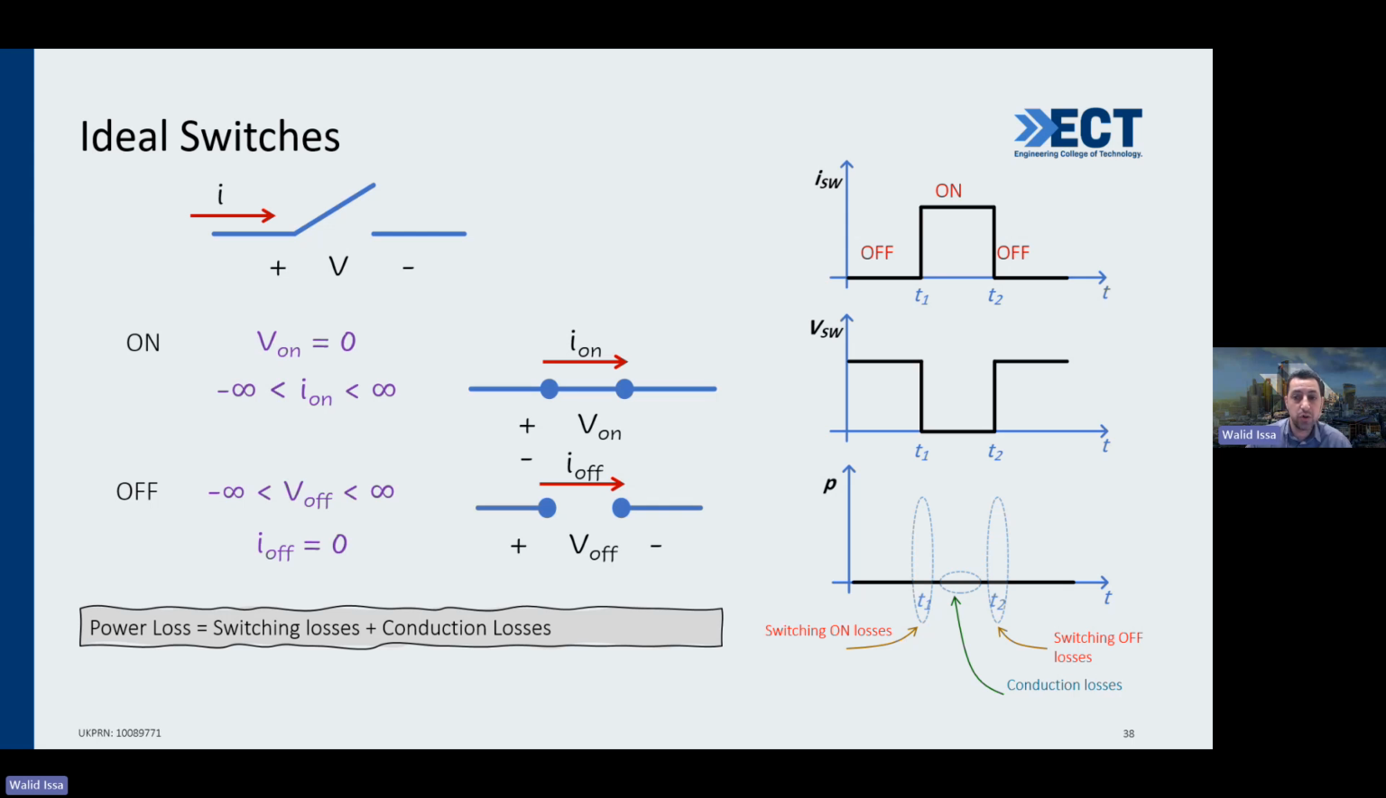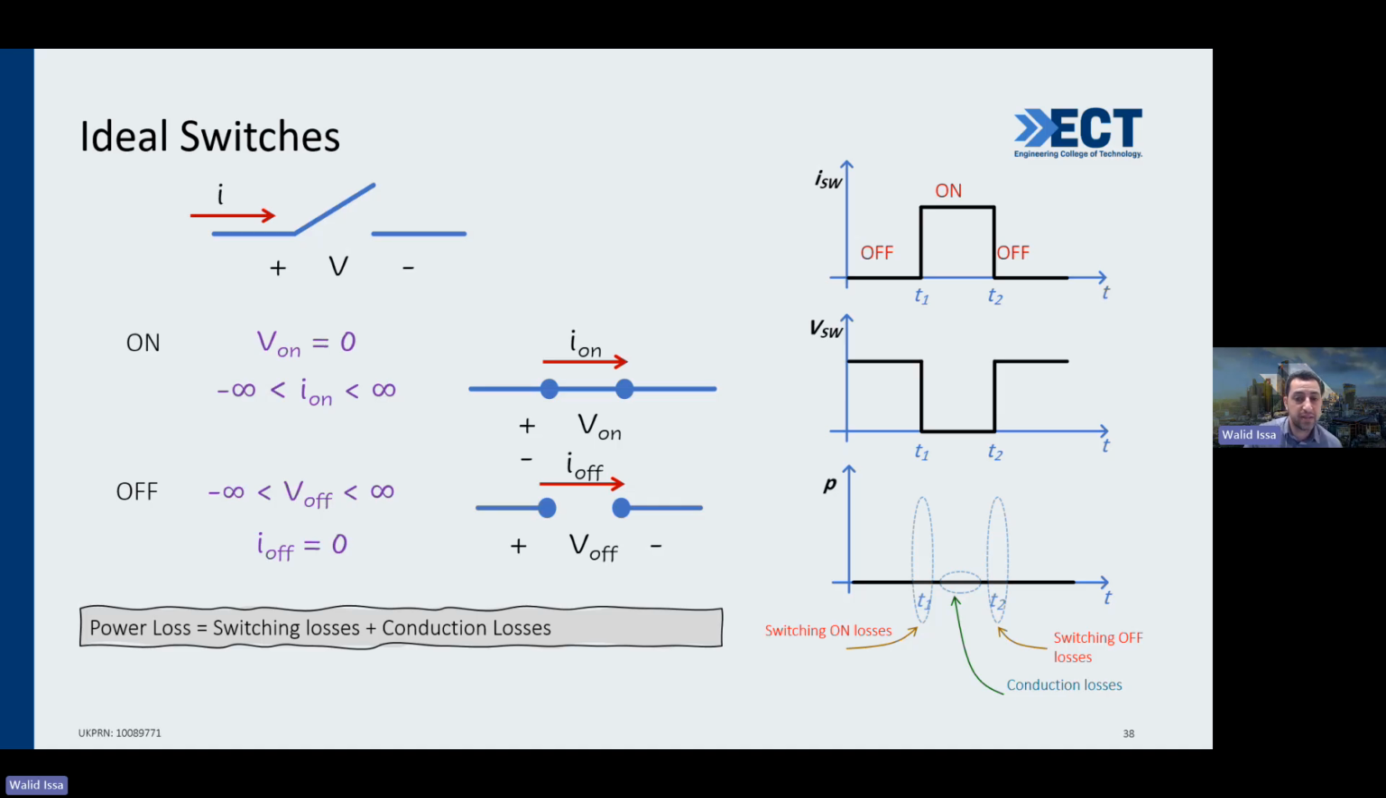No. So the power dissipation for ideal switches will be 0 all the time. Because if I turn it on, there is no voltage. And if I turn it off, there is no current. If I multiply the voltage with the current, in each case, it will be 0.